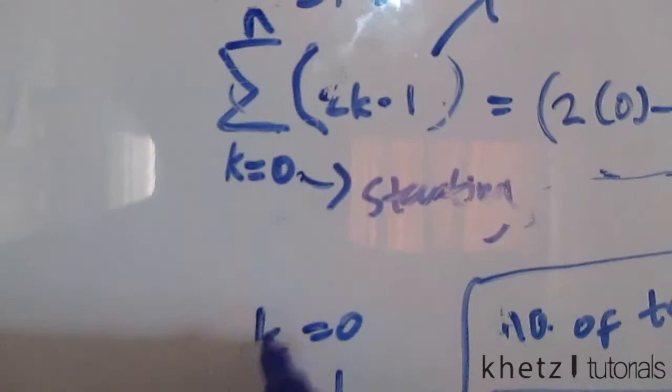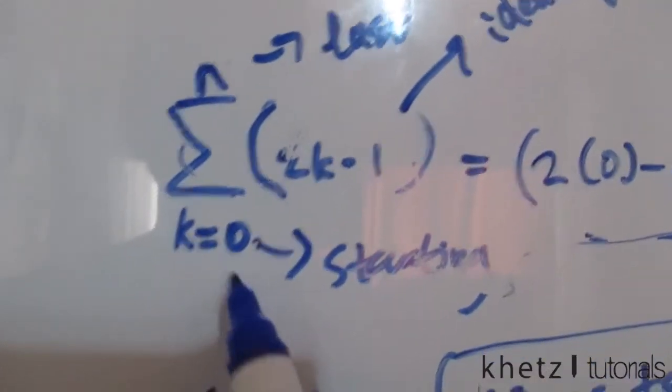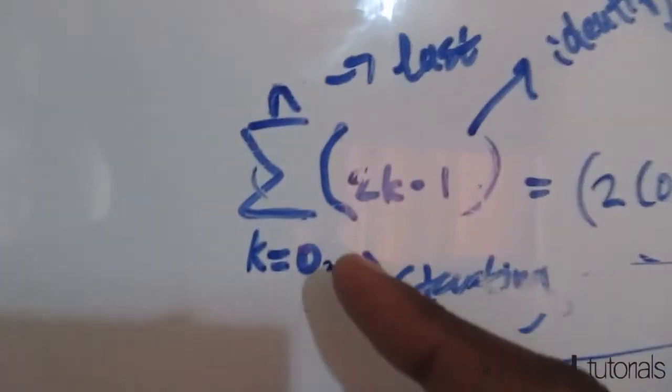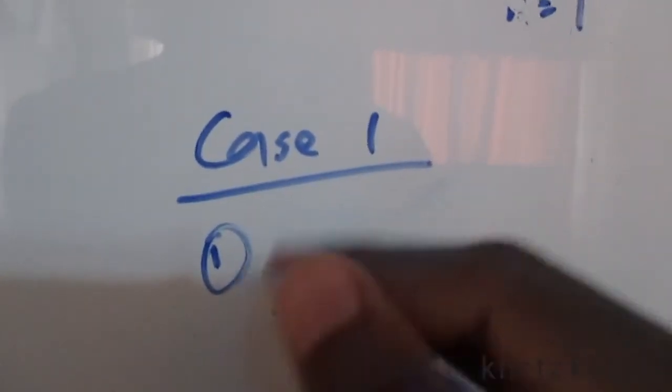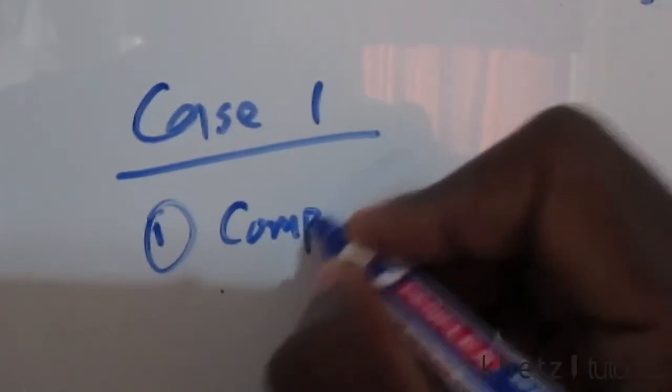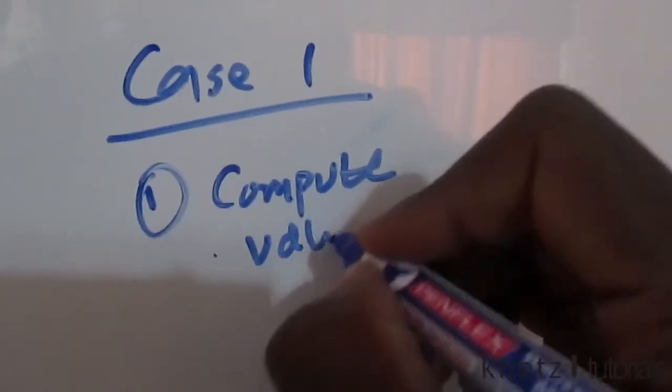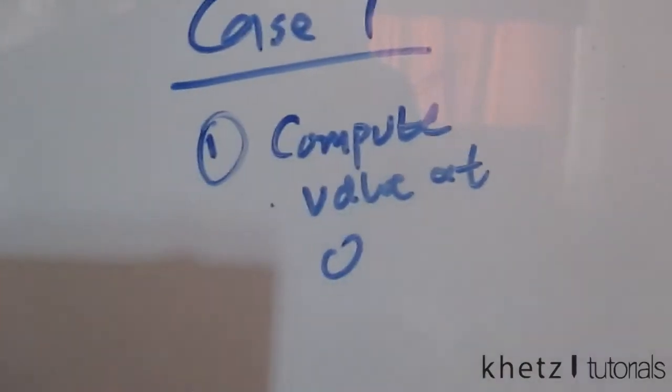But if you want to do everything all at once, you are going to substitute. Let's have 2 cases. So case 1, if your sigma notation starts at 0, you are first going to compute the value at 0. And this is why.